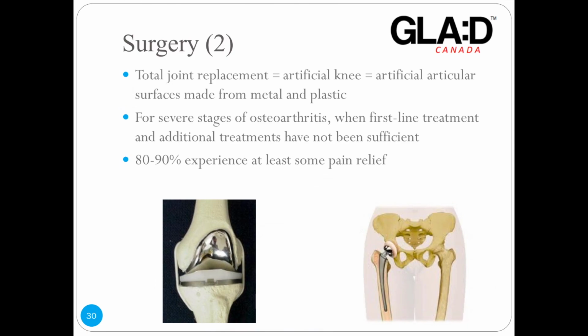However, what is probably more common for surgery would be total joint replacement. So you would get an artificial knee or an artificial hip that's made from metal and plastic. This is for the severe stages of osteoarthritis. So that's when you've gone through the first line of treatment, the second line of treatment, and nothing is helping you any further. So we would look at a total joint replacement. Again, this is a conversation to have with your physician.